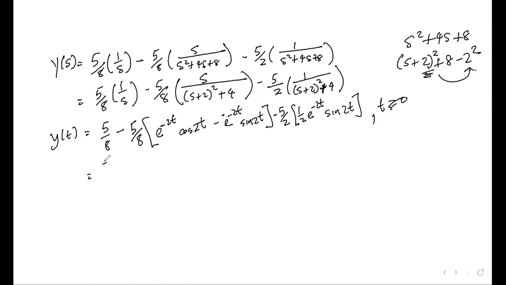And then now we simplify that. 5/8 minus 5/8 e to the minus 2t cos 2t, and this is 5/8 minus 5/4. So let me use my calculator. 5/8 minus 5/4 equals, so this is minus 5/8 e to the minus 2t sine 2t, t greater than or equal to 0.